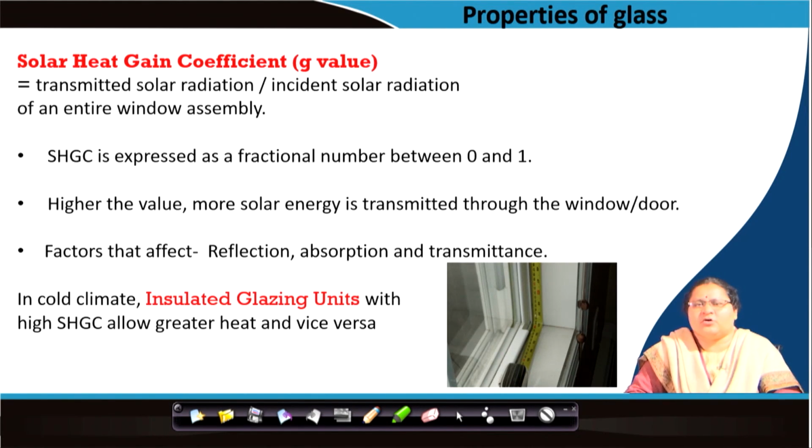This is also a particular quality of glass when it is in a glazing system, where we get different kinds of solar heat gain coefficient. We will come to this part later on.